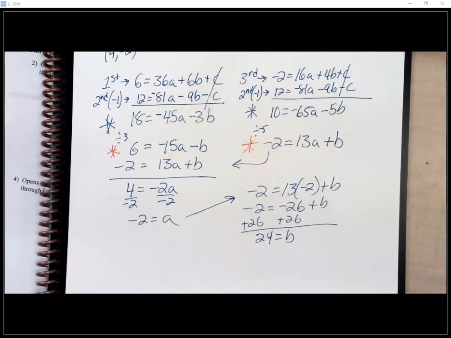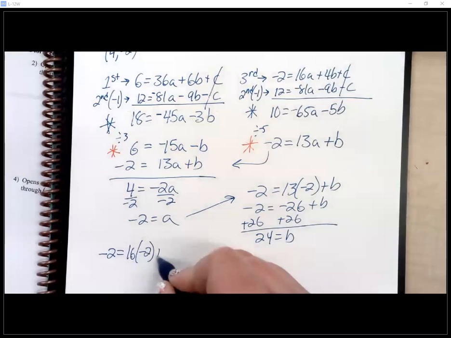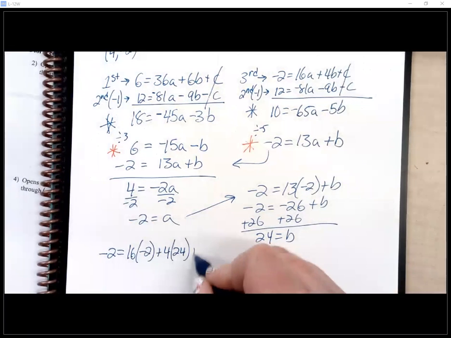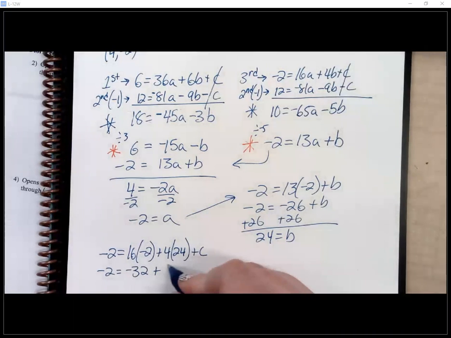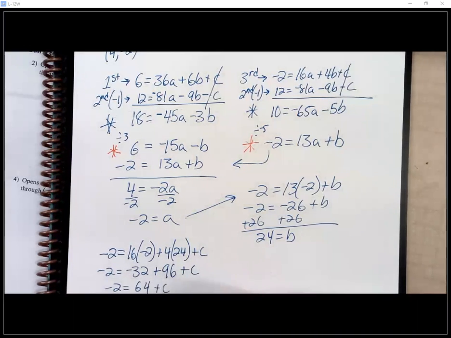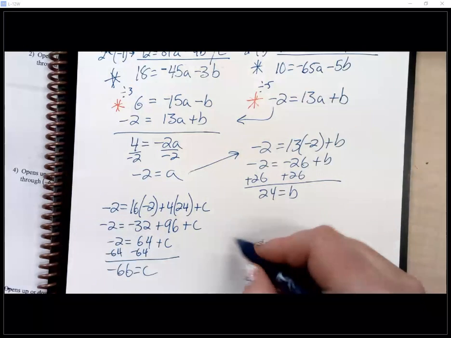And then I just get to go back to any original that I like. I'll take the bottom one because the numbers are the smallest, but it won't matter. You can pick any one you want. And then we can just solve for C. Once you have your 3 numbers, pop them in.